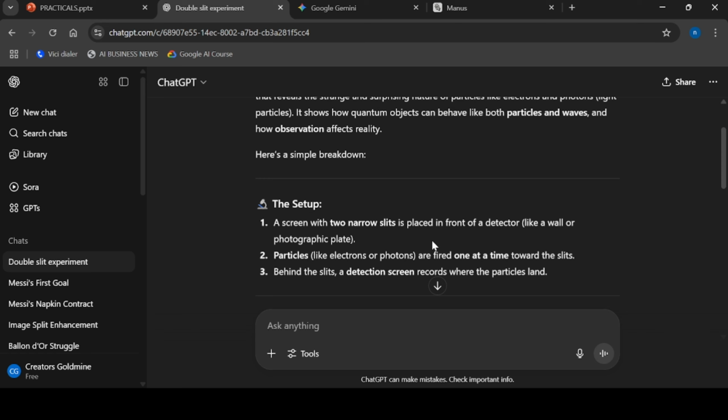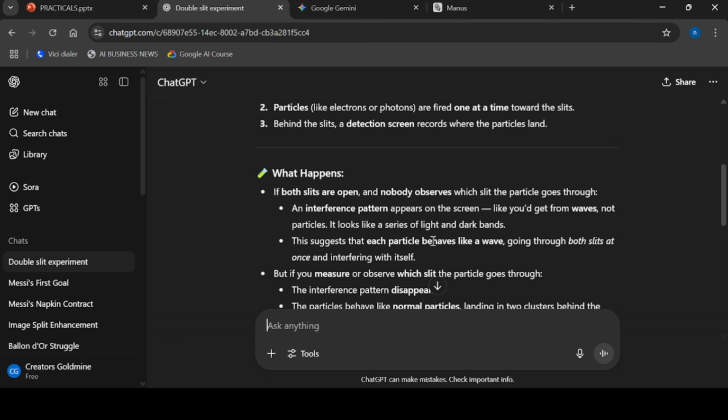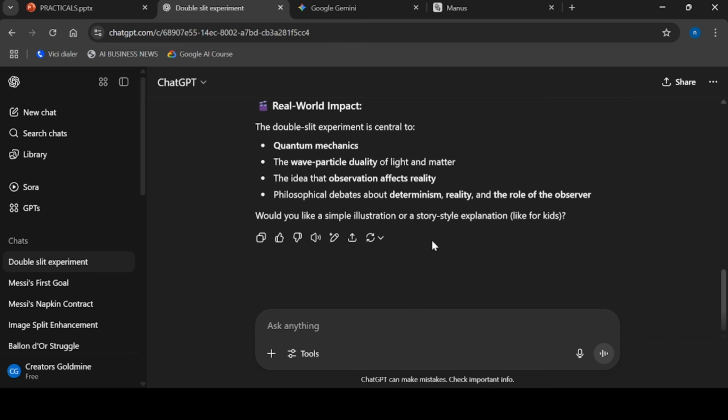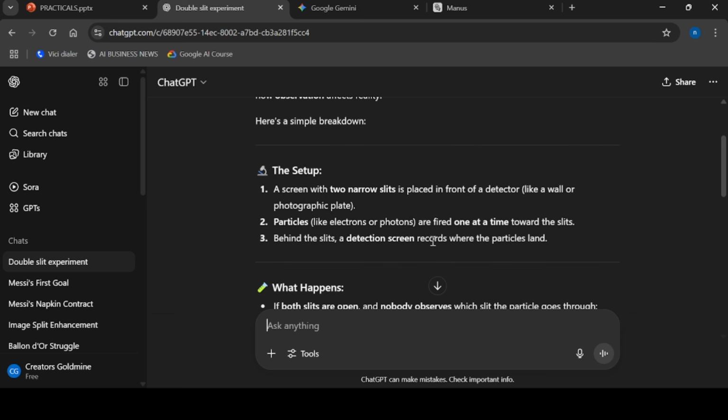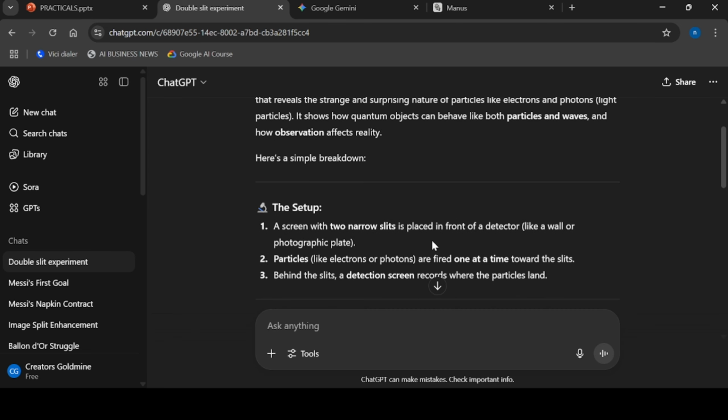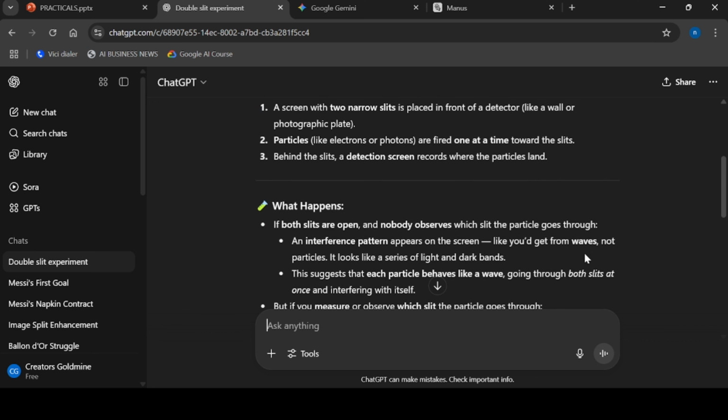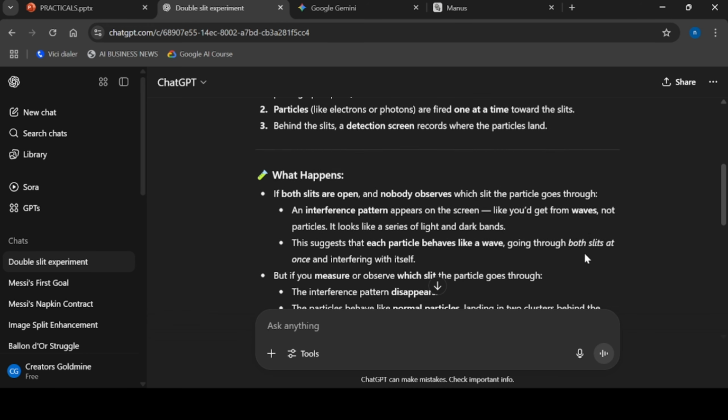So the setup: a screen with two narrow slits, and so on. Okay, now this is what ChatGPT has been able to do for us. Now I'll read through some of the things we have here. The setup: one, a screen with two narrow slits is placed in front of a detector like a wall or photographic plate. Two, particles like electrons or photons are fired one at a time towards the slits. Behind the slits, a detection screen records where the particles land. Now, these are technical jargons that you might not understand, but I'll show you how you can still break things down. Now, let's look at what happens.